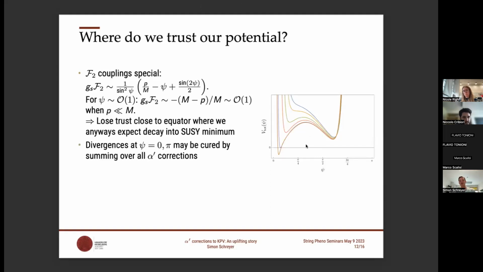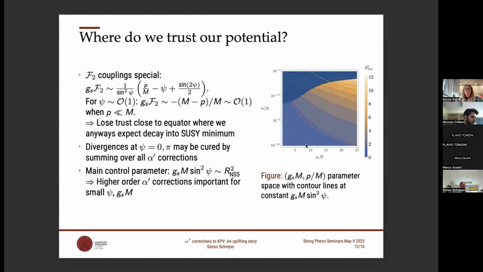Then we have to discuss the divergences at psi equals 0 and psi equals pi. We assume that they should be cured once one sums over all higher order alpha prime corrections. The reason is that at psi equals pi, we assume that there should be a SUSY minimum, which has 0 or negative energies. So this should clearly not be divergent. And at psi equals 0, we assume that this should asymptote towards the potential, or the alpha prime corrected potential, of the p anti-branes, which is also not divergent. So there is at least some indication that these divergences should be cured in the end.